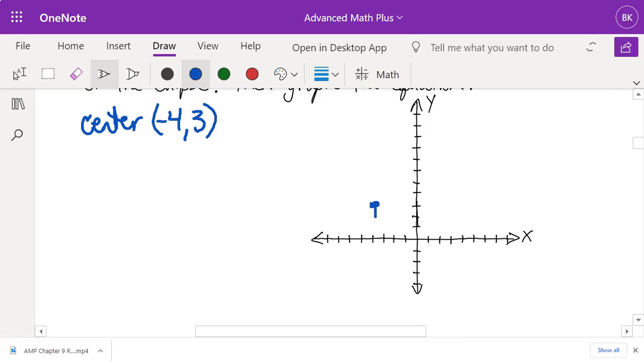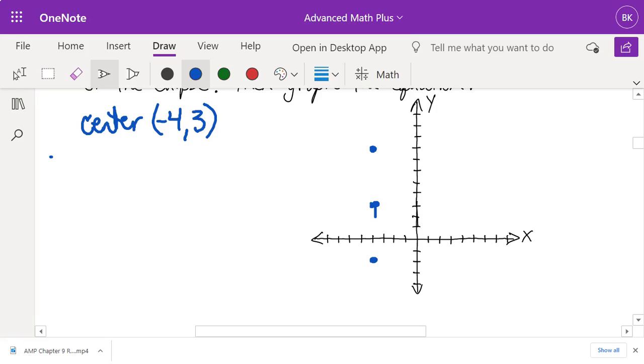So down 5 would be about right there. Up 5 would be about right there. Okay? Wait, didn't you just say it didn't matter if it went X? I know it goes up and down because it's under the Y. That's all I said. Since it's under the Y, that goes up and down.